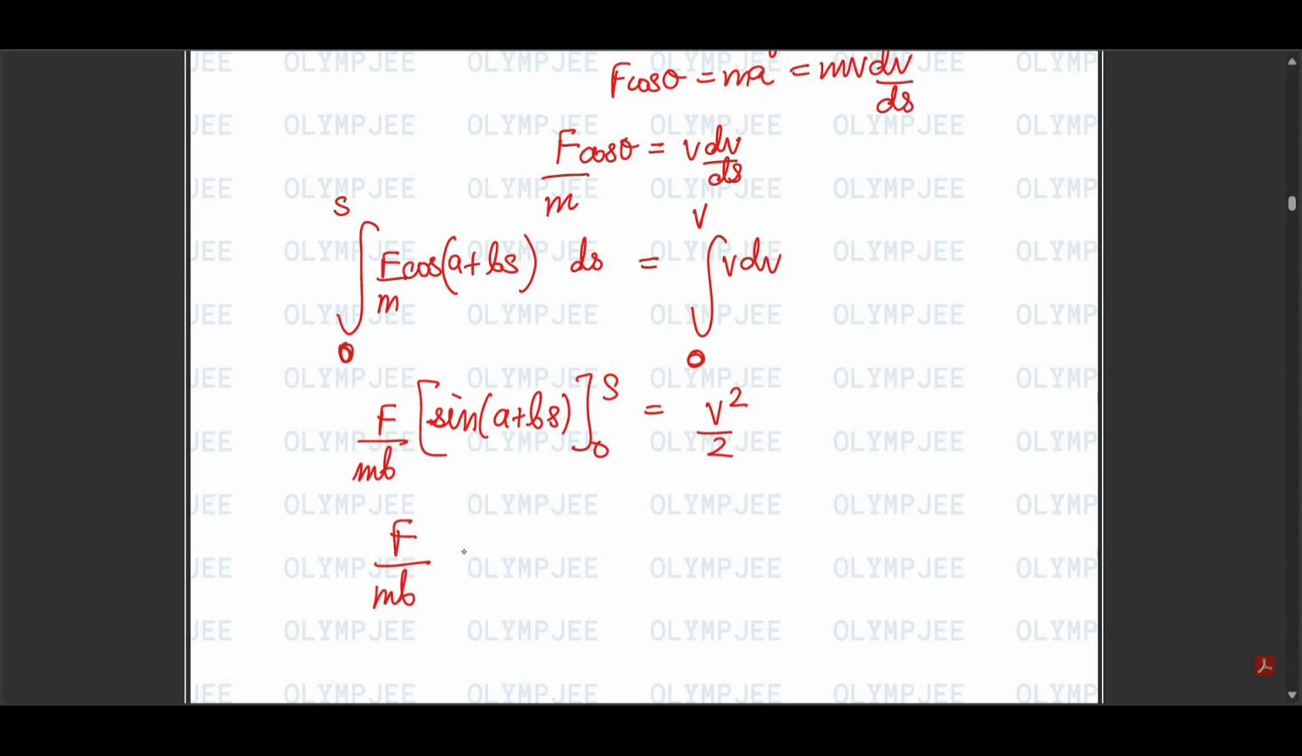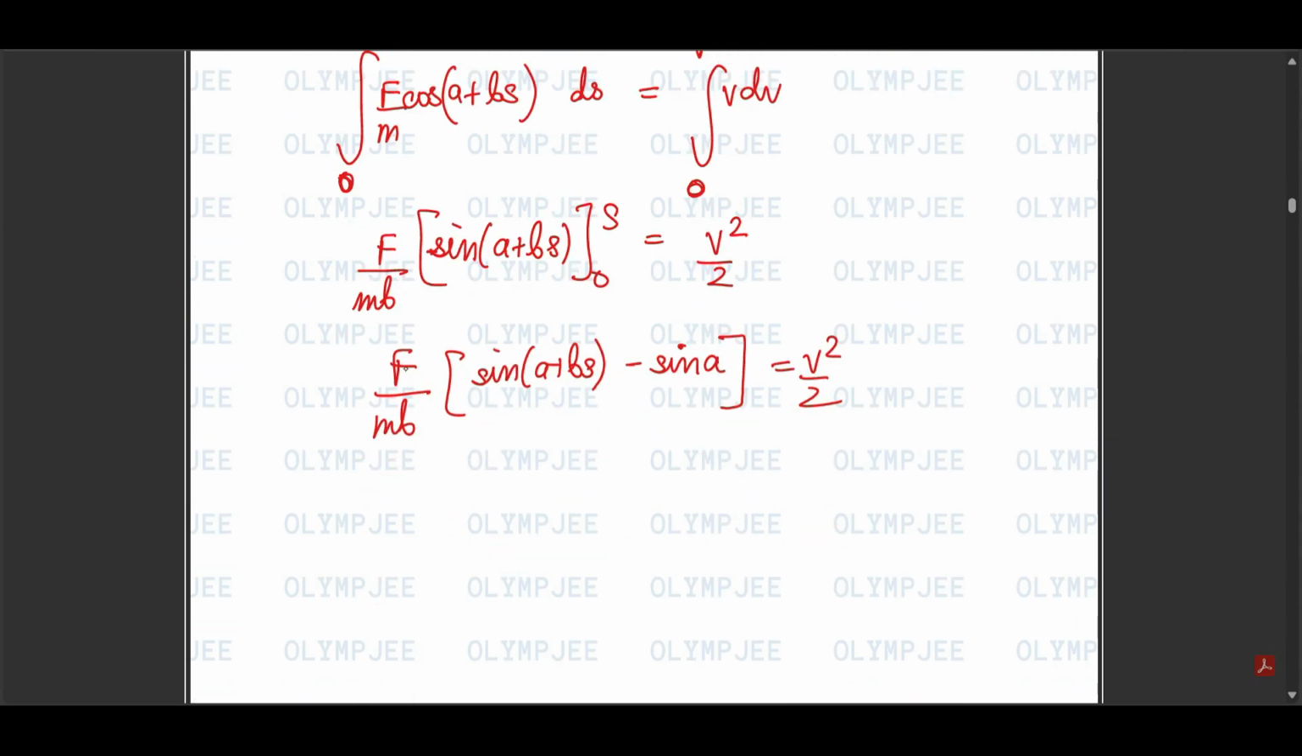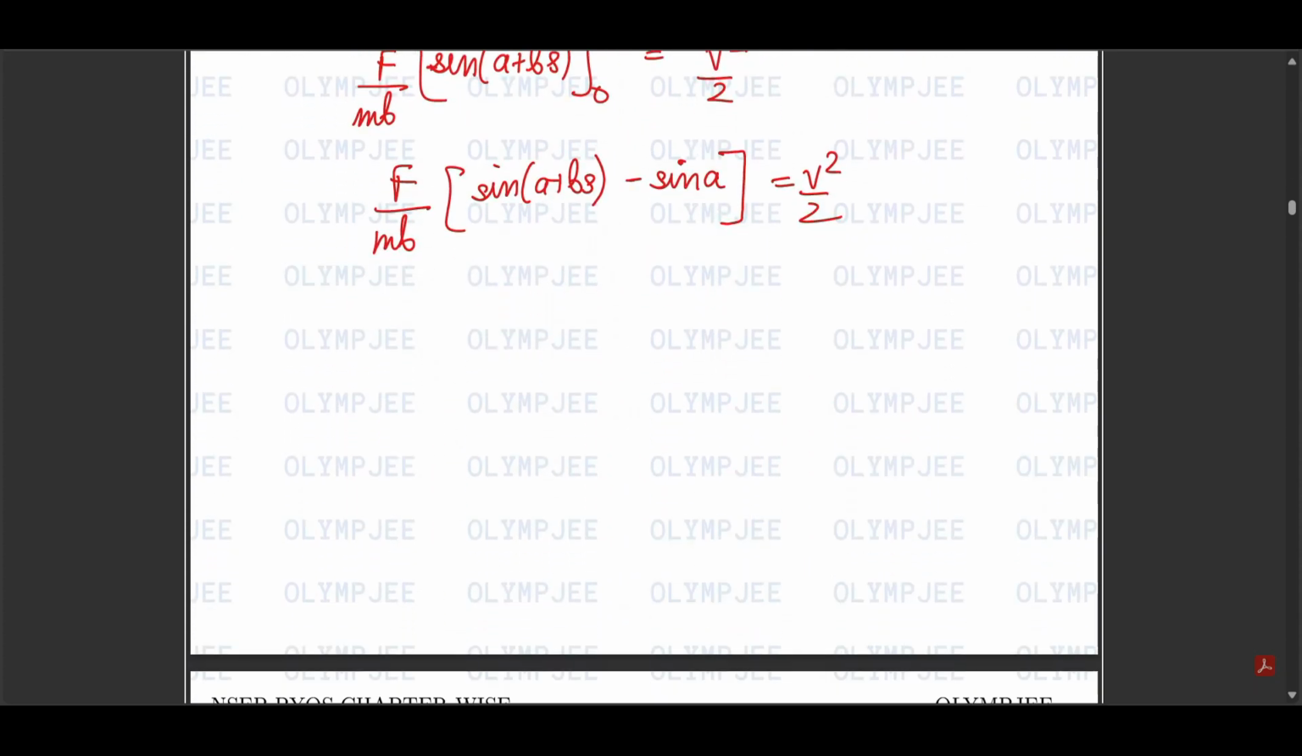So f by mb sine a plus bs minus sine a is equal to v square by 2. And we know that the magnitude of force was given as 2 mb, so I can write this as 2 mb, minus sine a. So mb will get cancelled and velocity will be root of 4 multiplied by sine of a plus bs, which is theta only at any particular instant, minus sine a, right? So this is the answer for this question. This is a nice question.